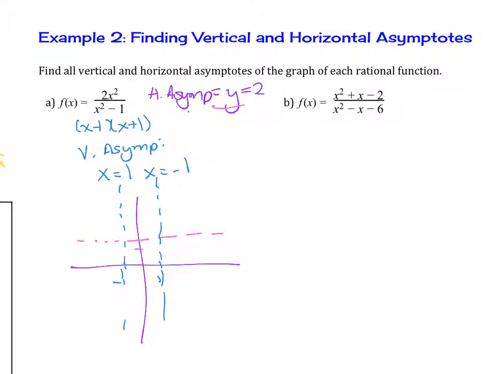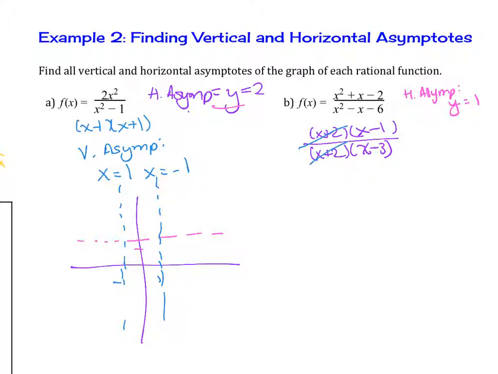Okay, letter B. We know that the degrees are the same, so we know we have a horizontal asymptote at y equals 1. Then let's factor this, because we can factor the numerator and denominator. The numerator factors to x plus 2 times x minus 1. The denominator factors to x plus 2 times x minus 3. So we can cancel out x plus 2.